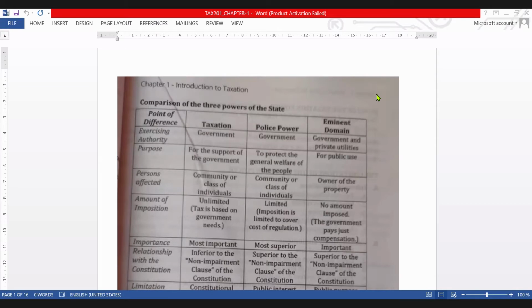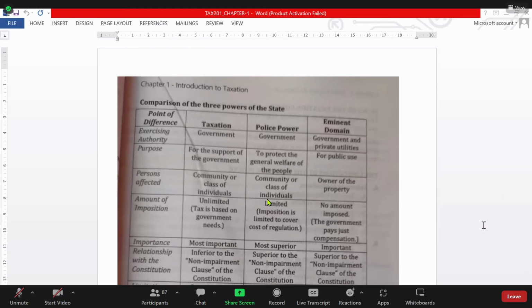So, let's move on to the theories of cost allocation. Earlier, we said it is a mode of allocating government cost. What are the two theories that we use in taxation? Okay? Benefit received theory. What does benefit received theory mean?